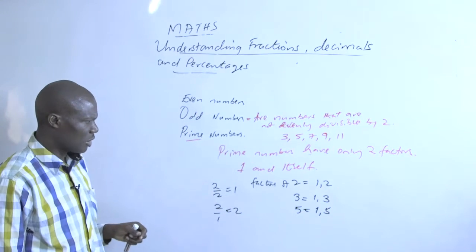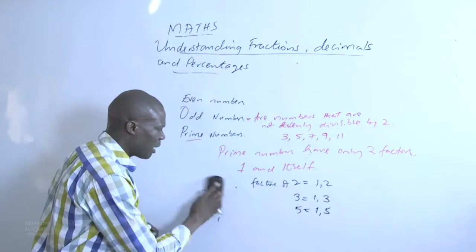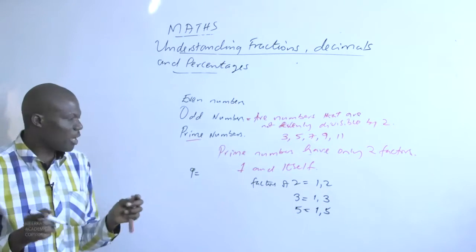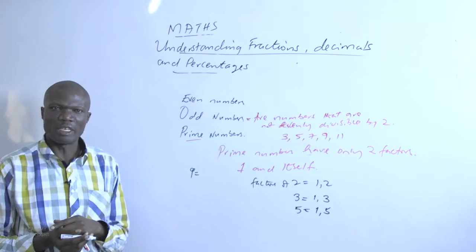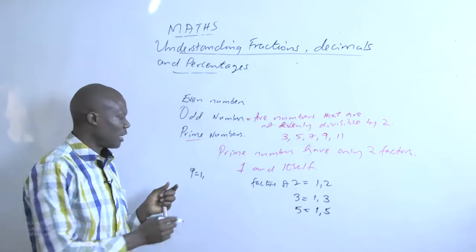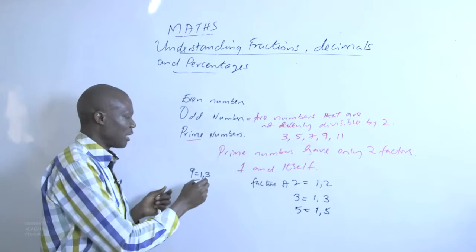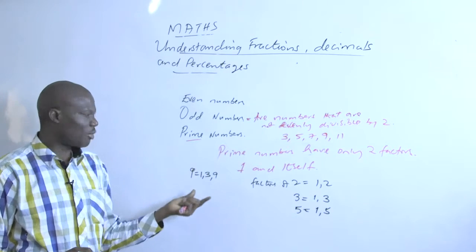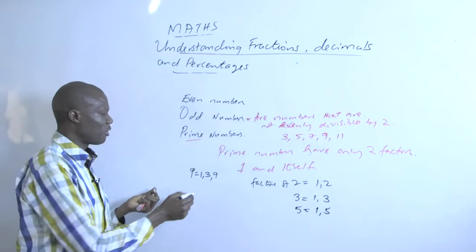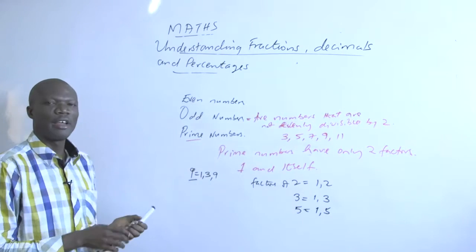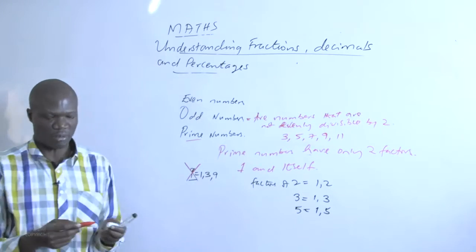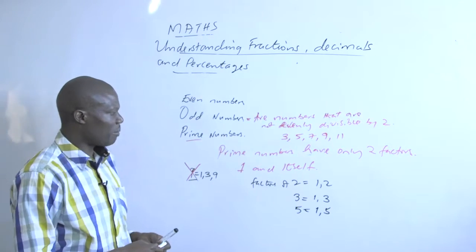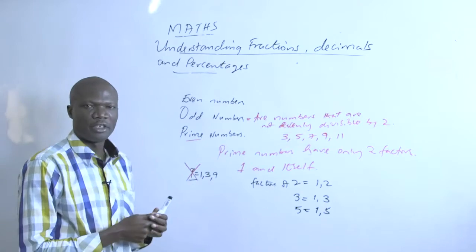Then the question comes, is 9 a prime number or an odd number? So we shall ask ourselves, how many factors are there for 9? 9 is divisible by 1, 9 is divisible by 3, and 9 is divisible by 9. So there are 3 factors of 9. Therefore, 9 that we have here is not a prime number. Prime numbers will only be divisible by 2 factors.